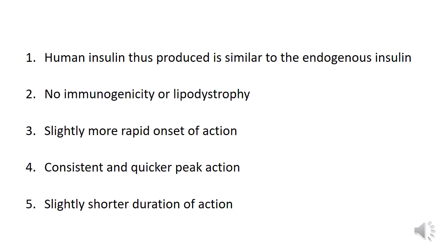The advantages of human insulin, which is produced or synthesized by the recombinant DNA technology, is that it is similar to the endogenous insulin. There is no immunogenicity because there are no impurities, and there is no injection site lipodystrophy. It has a slightly more rapid onset of action, a quicker and a consistent peak action, and a slightly shorter duration of action.